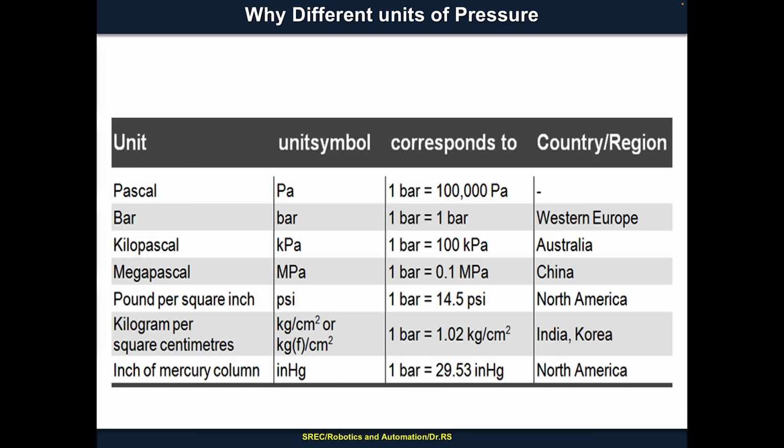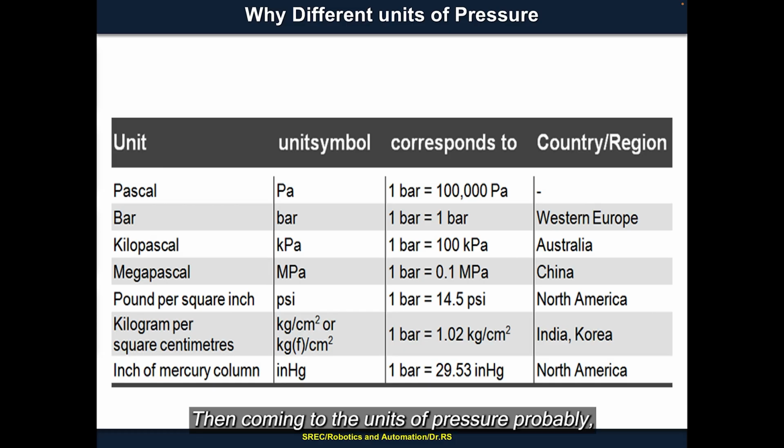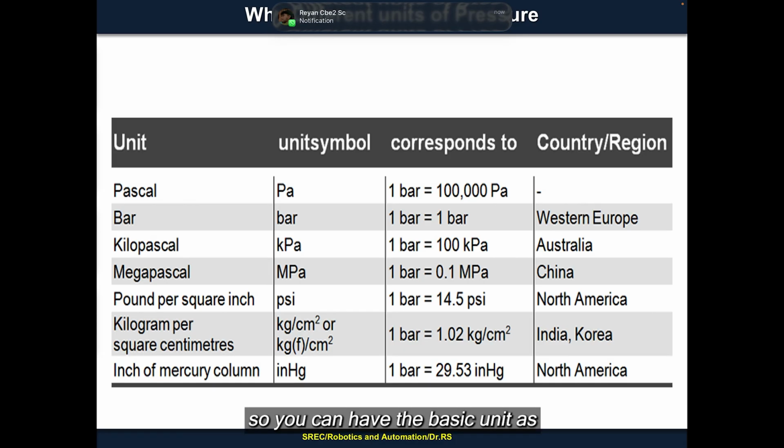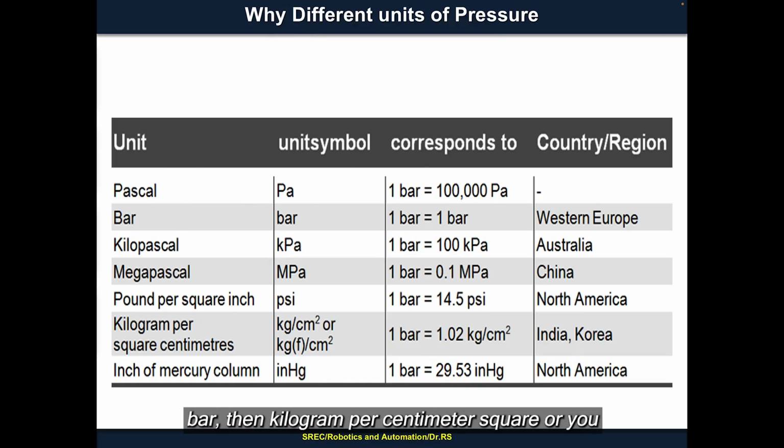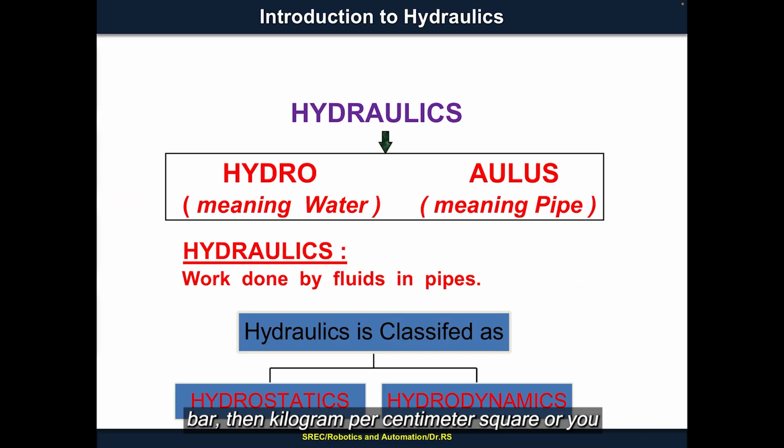applied on the car. Then coming to the units of pressure, you have the basic unit as Pascal. We can derive the other units like bar, then kilogram per centimeter square, or pounds per square inch, easily converted, because every country follows different units in their own standards. In that case, we need a conversion from the basic unit to other units. So for that, we need these conversion factors.